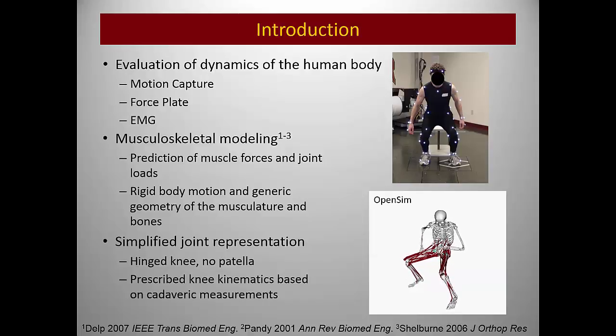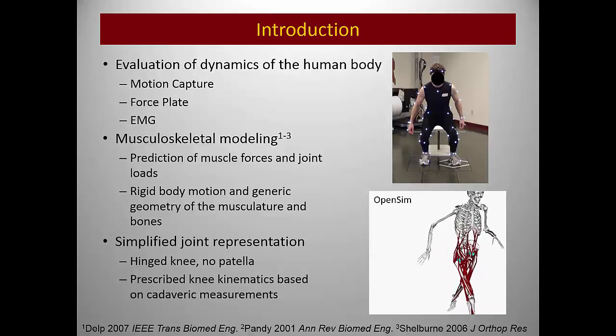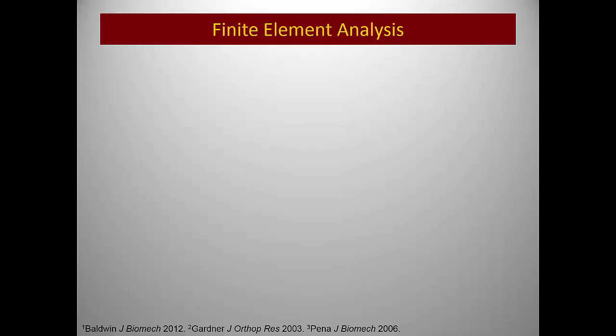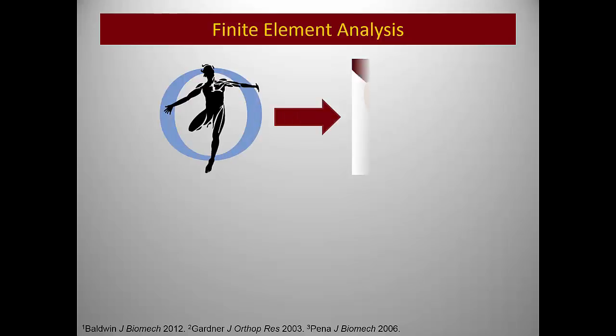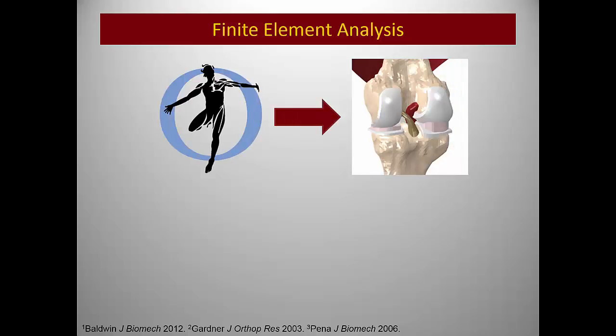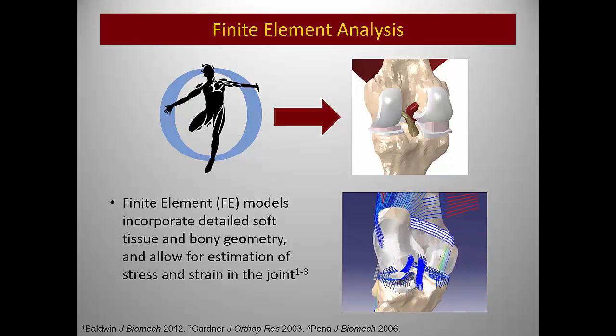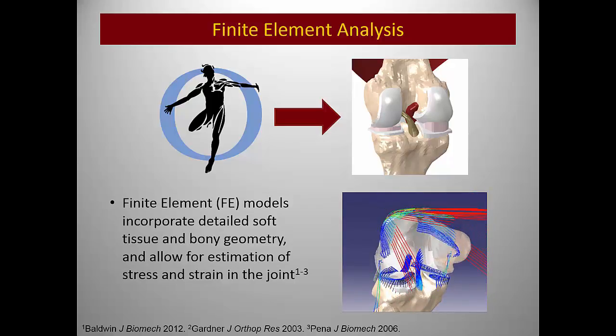These models use rigid body motion and generic geometry of the musculature and bones. Specifically at the knee, we often see a simplified joint representation, either as a hinged knee or using prescribed knee kinematics based on cadaveric measurements. The current state of the art is to take muscle forces and joint loads obtained from OpenSim and use these as inputs to a more complex finite element representation of the joint. Finite element models incorporate detailed soft tissue and bony geometry and allow for estimation of stress and strain in the joint.